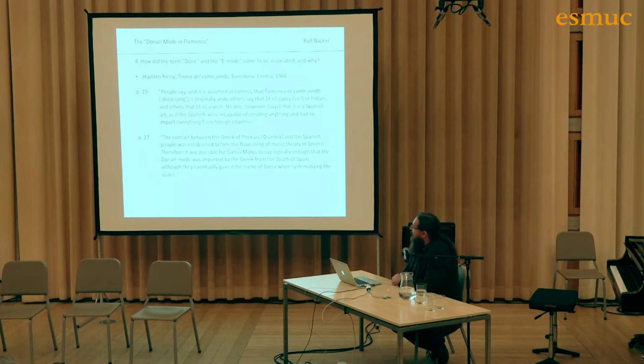Actually, of the two quotations, the first is from the very beginning, and is really a declaration of intentions. I will read it to you. People say, and it is assumed as correct, that flamenco or cante jondo, deep song, is originally Arab. Others say that it is Gypsy or Indian, and others that it is Jewish. No one, however, says that it is a Spanish art, as if the Spanish were incapable of creating anything and had to import everything from foreign countries. So here he makes clear what he wants to demonstrate, which is that flamenco is not Gypsy, not Islamic, not Arab, not Jewish, not Indian, but it is Spanish.